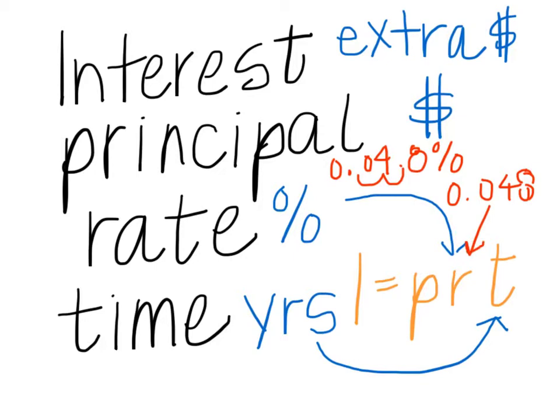And for time, it's always in terms of years. So if it's for 3.5 years, you'd put in 3.5. If it's for 6 months, you would put in just 0.5. So it always needs to be in terms of years, whatever you put in there for time. And then the interest and the principal are simply the amount of money.